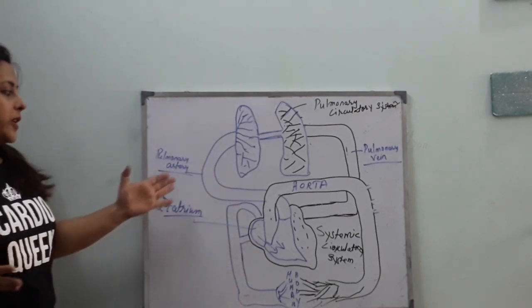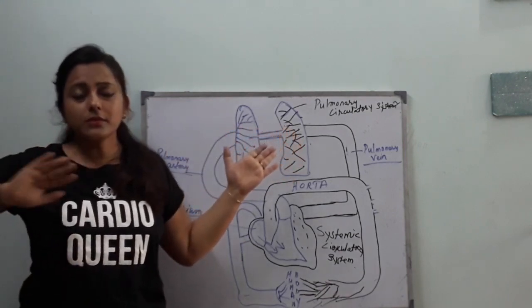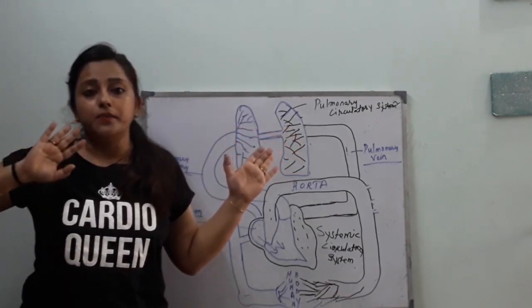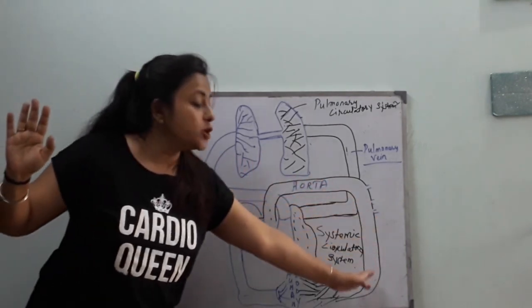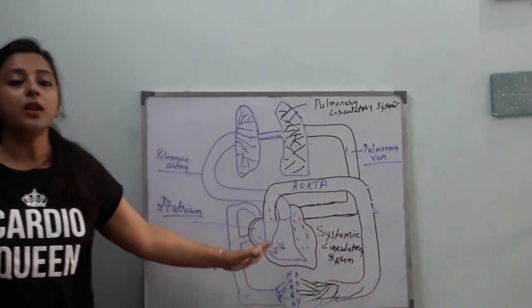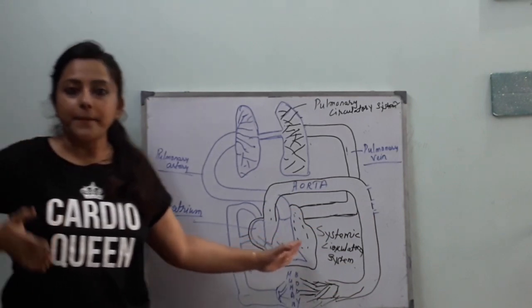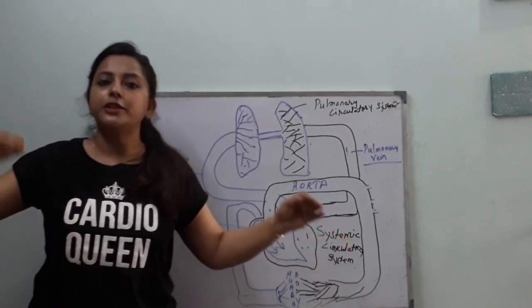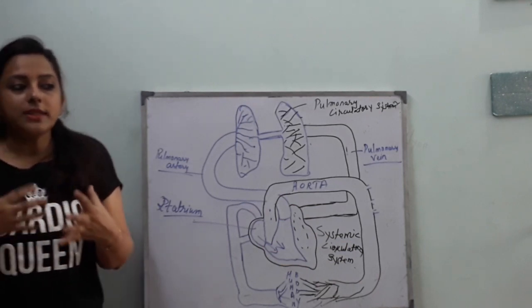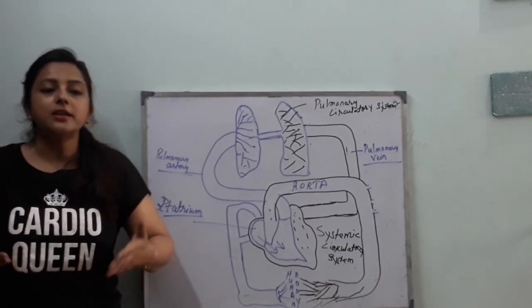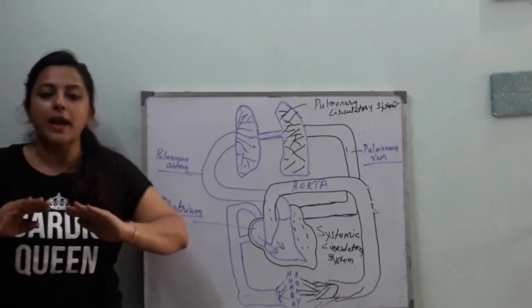In this way, blood again diffuses into the branches of the aorta, that is arterioles, and from arterioles to capillaries, and from capillaries it diffuses into our cells, and in our cells cellular respiration occurs. Capillary, what happened?